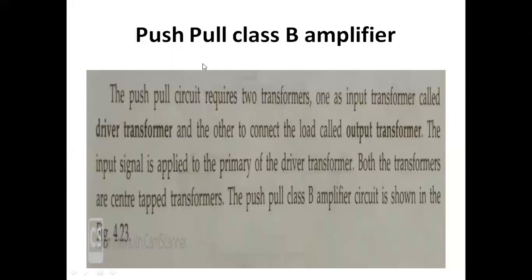So the first configuration is push-pull Class B power amplifier. Here push-pull means we are using two transistors of the same type. Okay, so that means we are using two transistors. Why are we using two transistors?